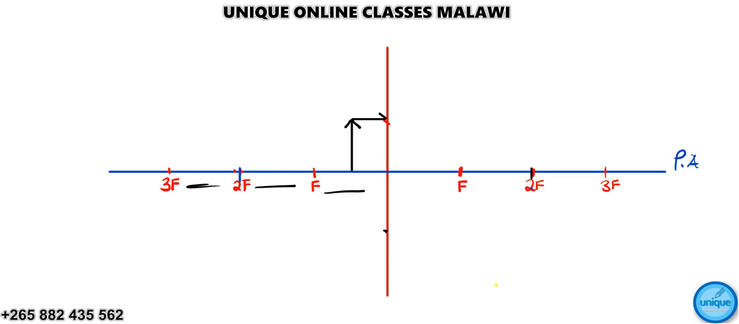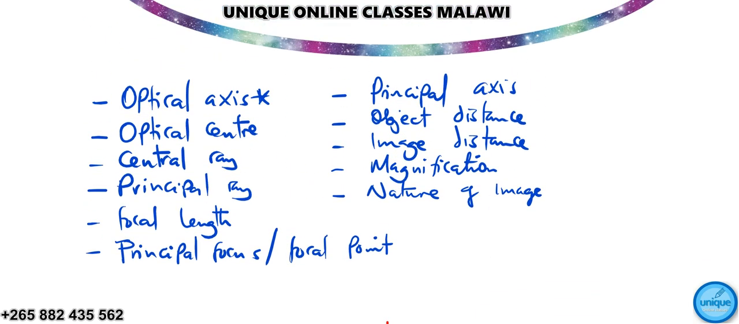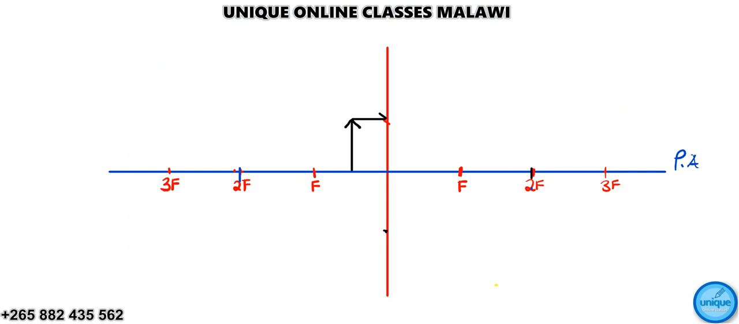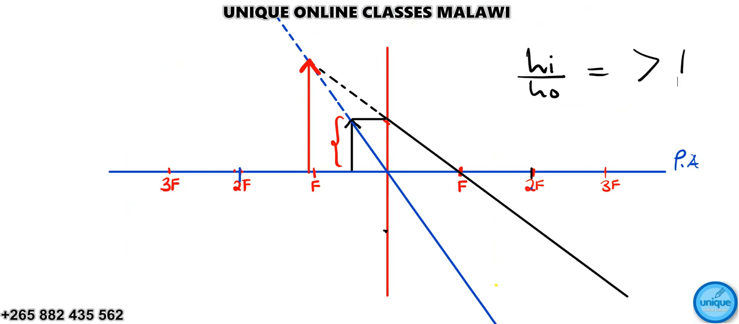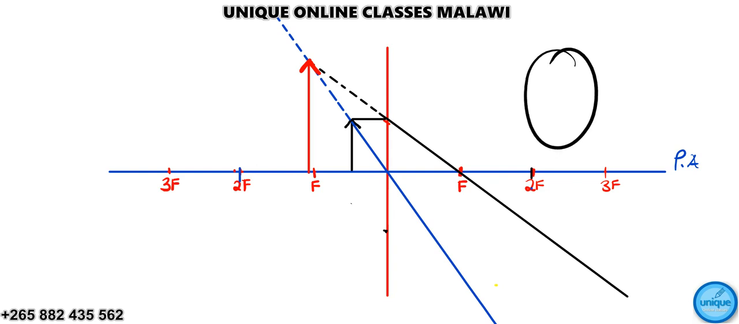See, if I place an object here, principal ray, central ray, optical center, object distance, nature of image. But what I drew here, you may be asked to find the nature of image. This image here, we cannot see it on a screen. You can see the screen is on this side. But here the image is formed on the side where we have our object.